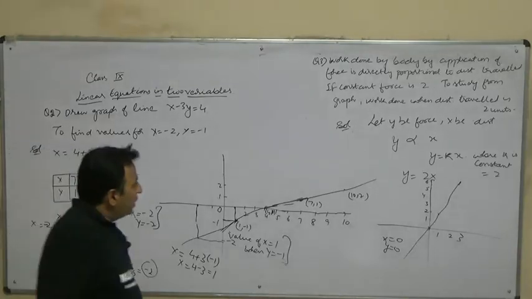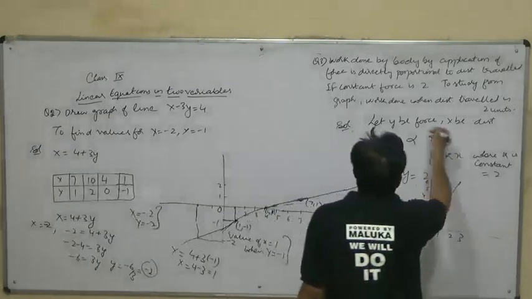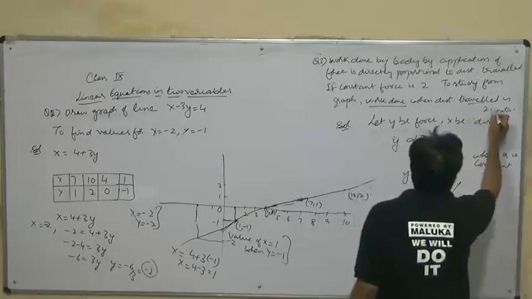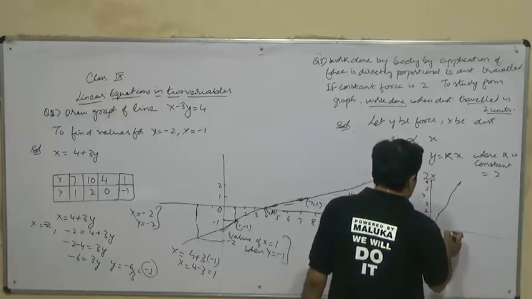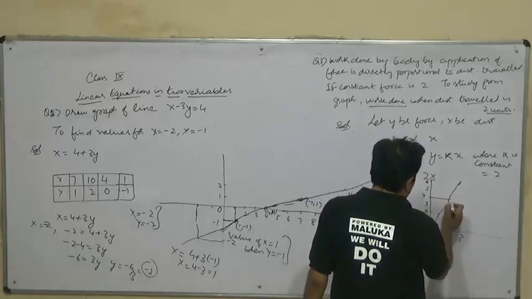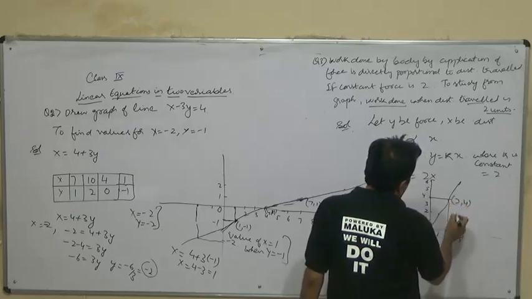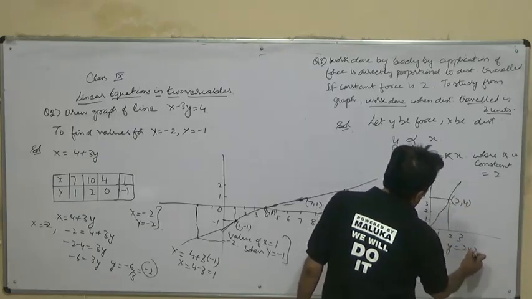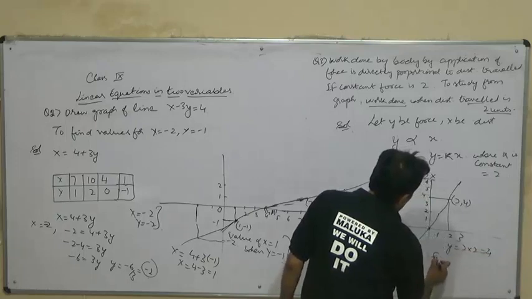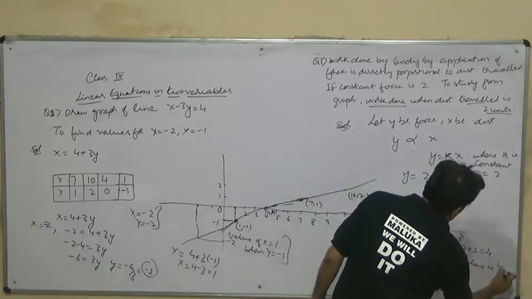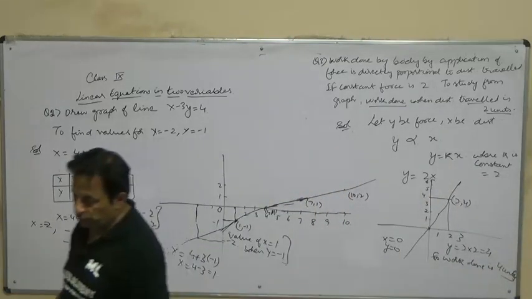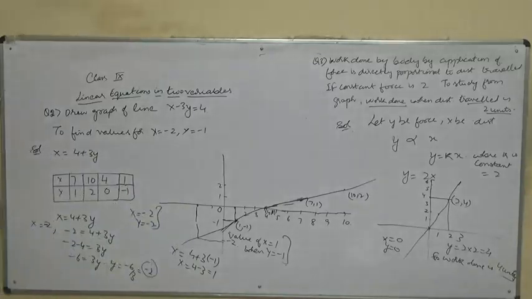And we have to study what the work done will be when the distance travelled is 2 units. Distance is along x. If we see here, for distance 2, y is equal to 2 into 2, which is equal to 4. So the work done is 4 units. This will be the answer. We move to the next part, but before that we have to clean the board.